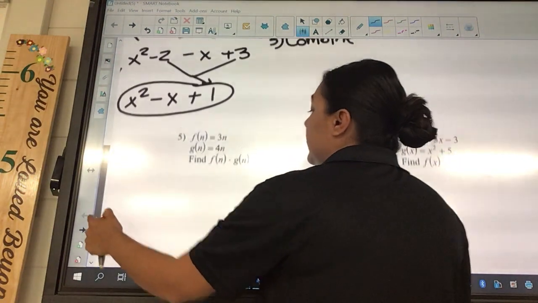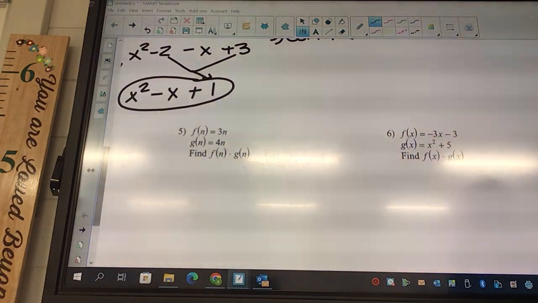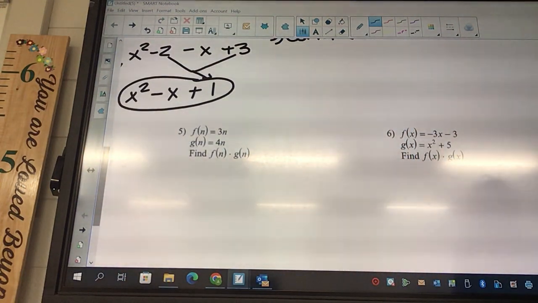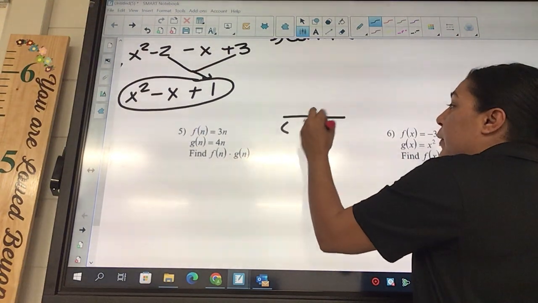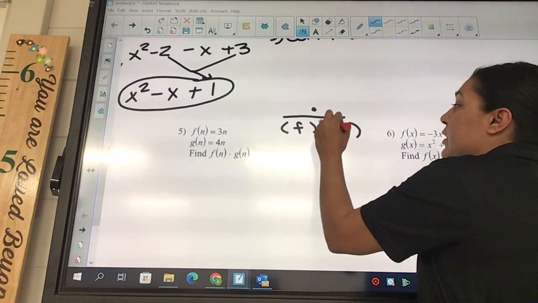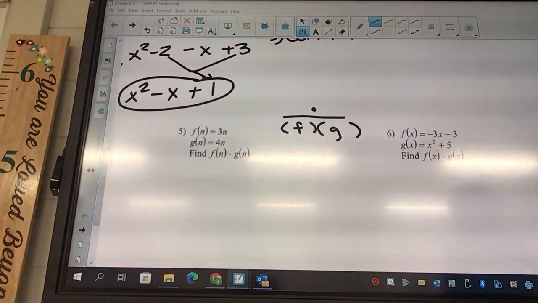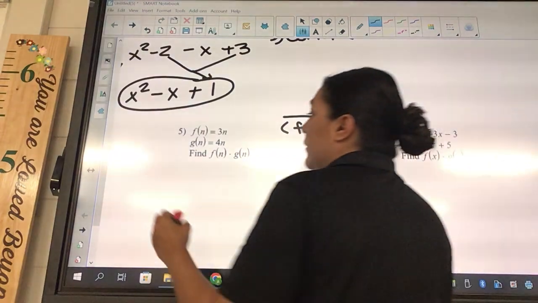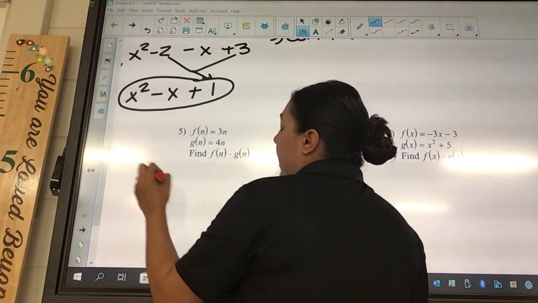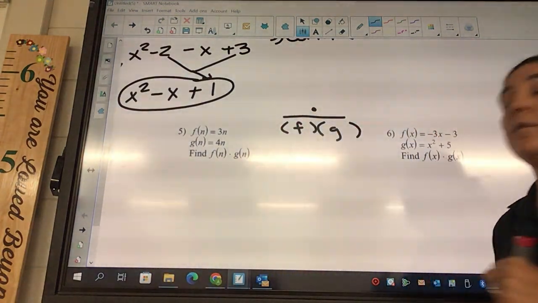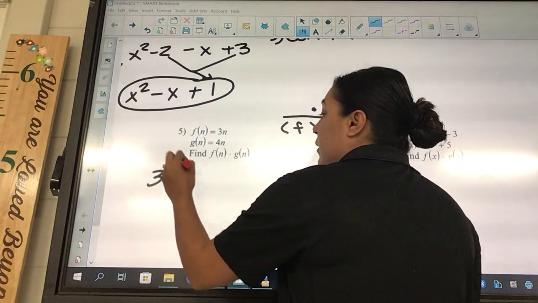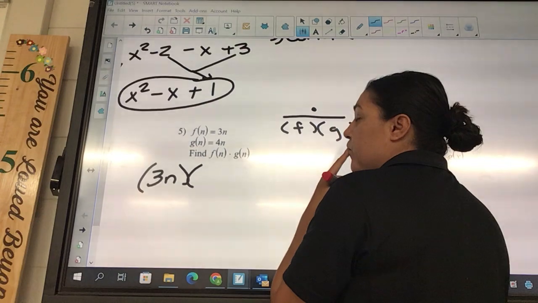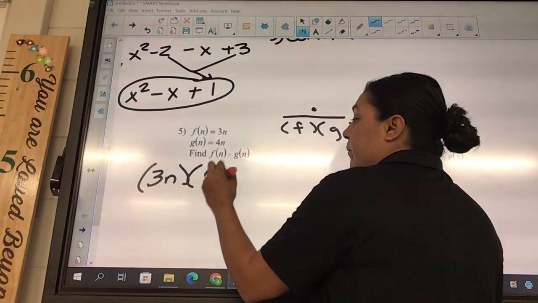Okay, this one, what is it? Multiplication. How can we tell it's multiplication? The dot, okay? So we're going to put them both in the parentheses, f and g, just like that. Okay, so my f is what? 3n. What is my g? 4.